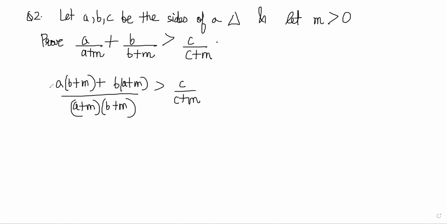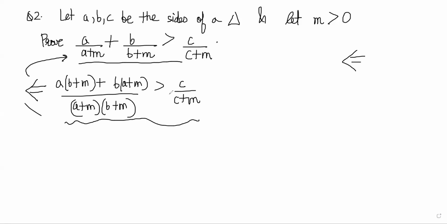I need to show this, and if I can show this, that would imply the original inequality, right? Because I'm just taking LCM here and adding. Notice I've written this implication, and this implication is like a backward implies. Like if this is true, then it implies this, right?